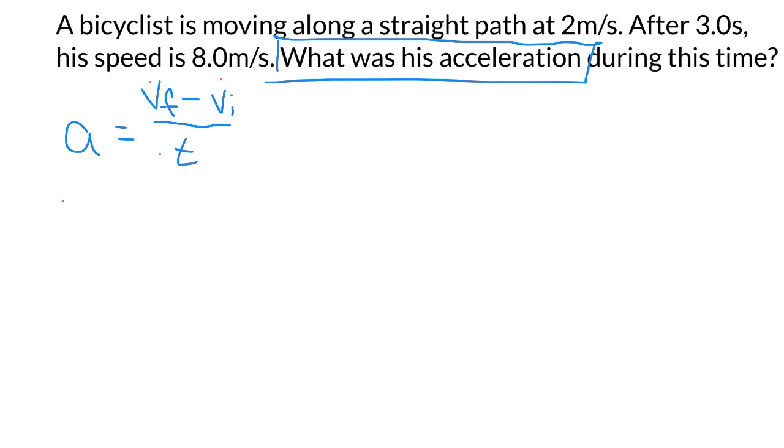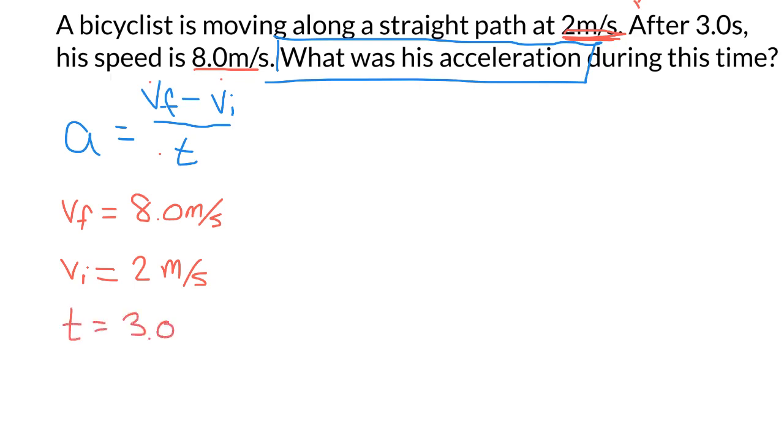And so my VF, my V final, is his speed after this change happened. And so we have after 3 seconds, his speed is 8.0 meters per second. So I know that my velocity final is 8.0 meters per second. I also know that my V initial is whatever velocity he started at. And so he is moving along a straight path at 2 meters per second before this change happened. And then after 3 seconds, his speed changed. But before anything changed, we know that his speed was 2 meters per second. And then we're looking for the time here, so we know that we have the time of 3.0 seconds.